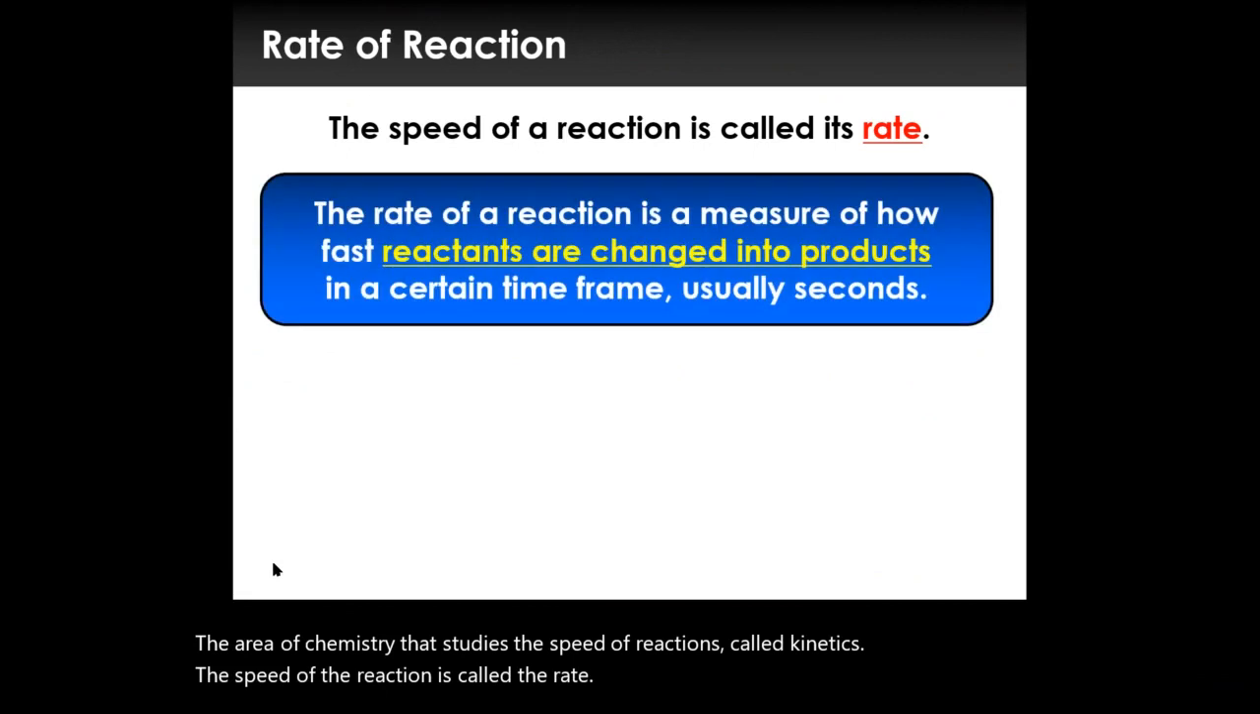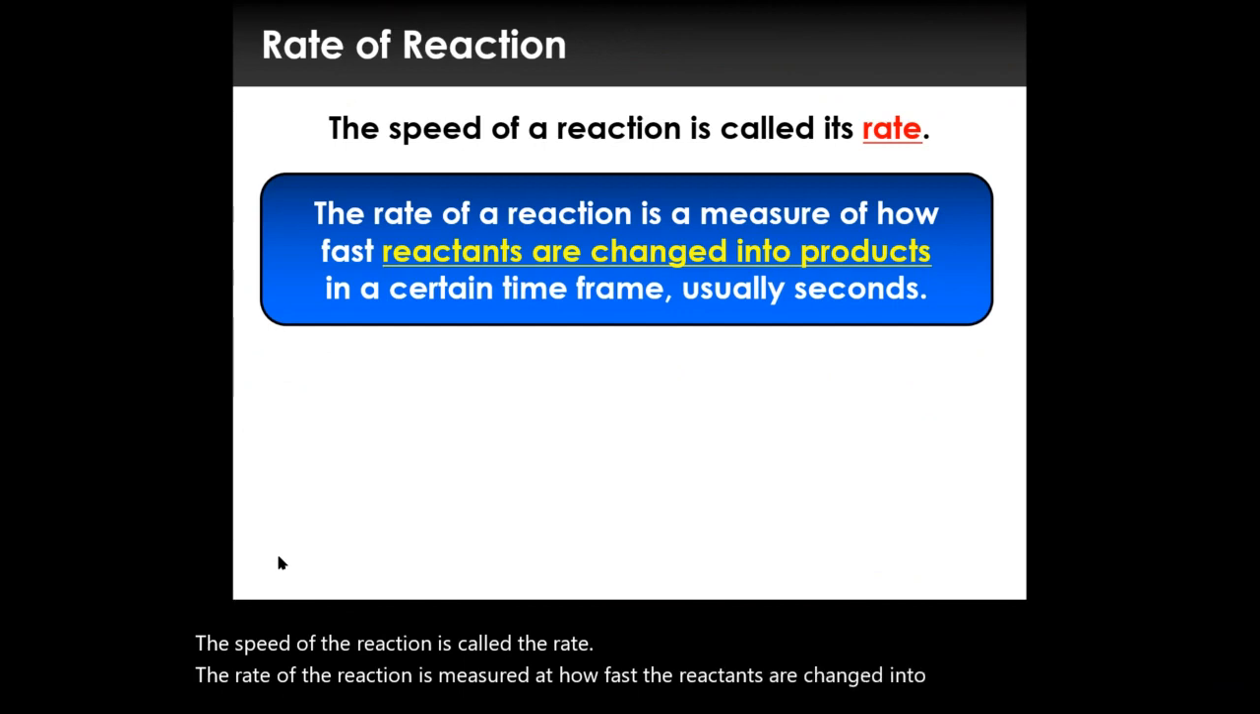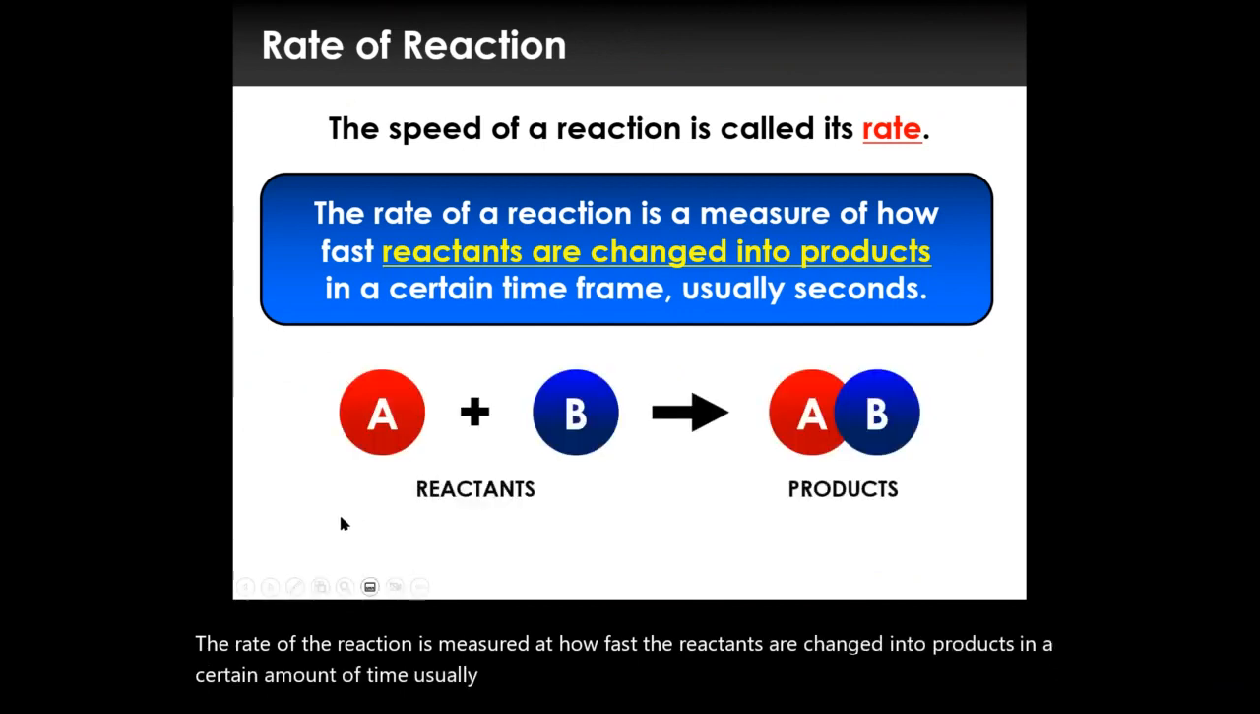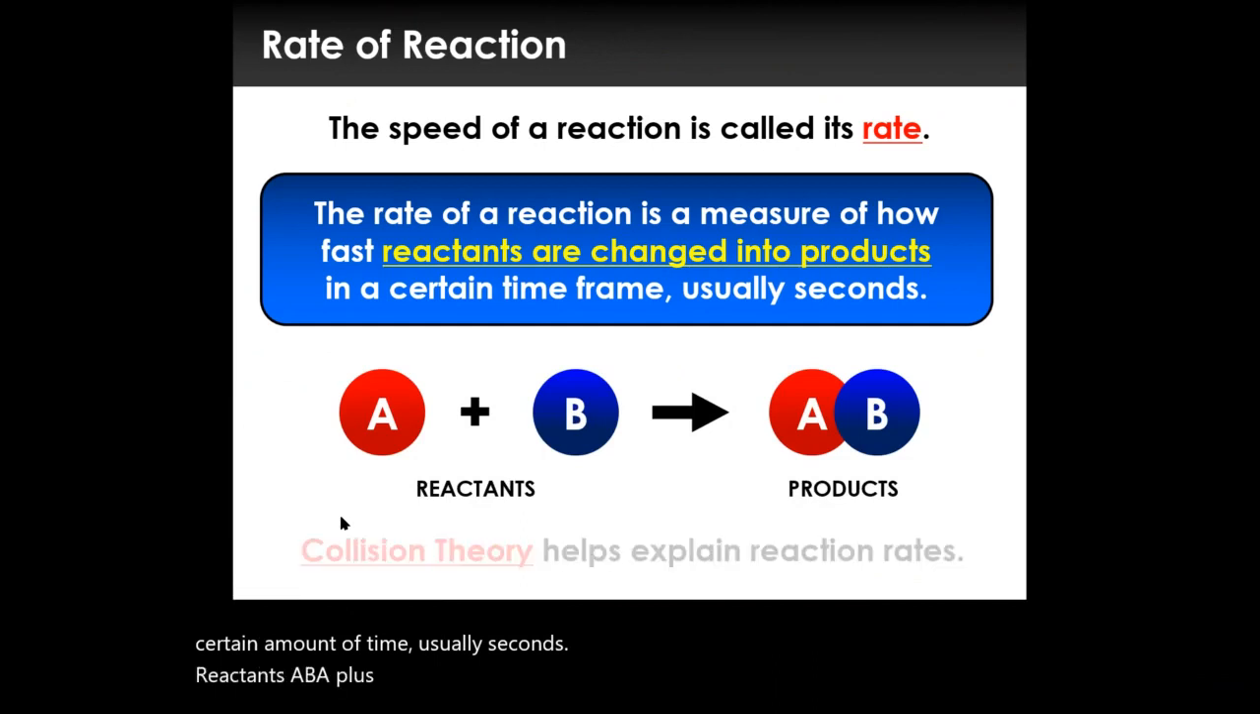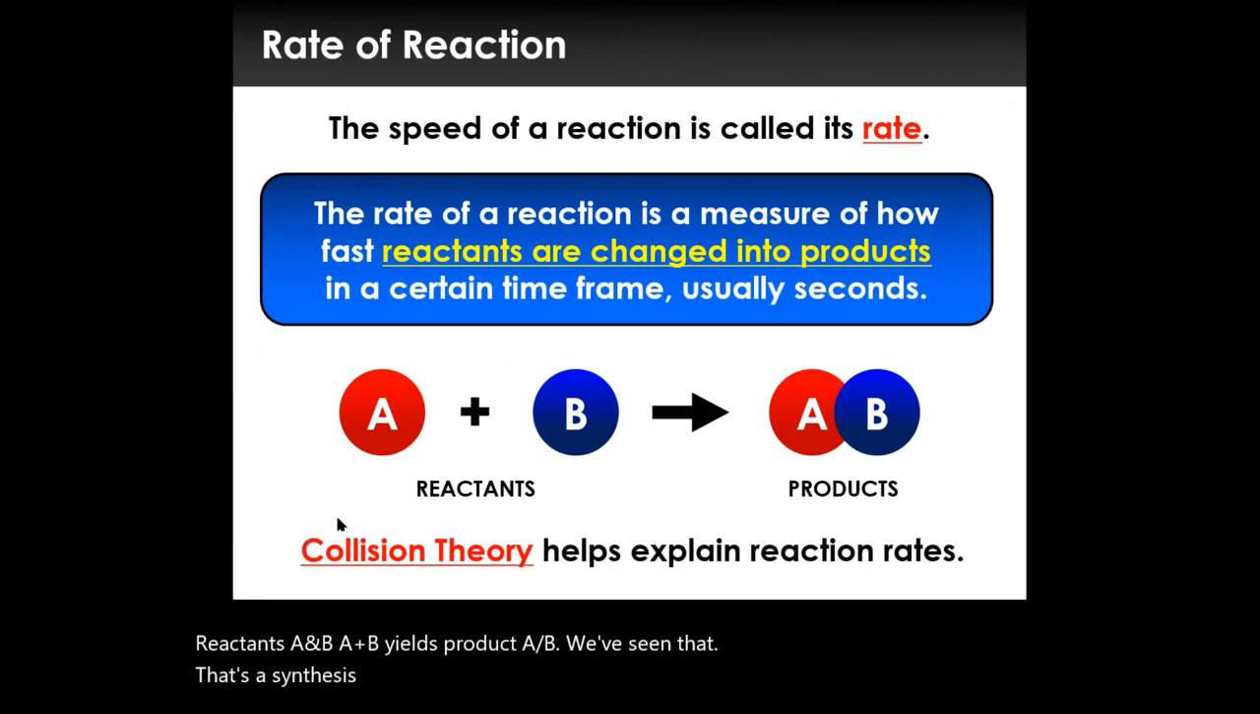The rate of the reaction is measured as how fast reactants are changed into products in a certain amount of time, usually seconds. Reactants A and B, A plus B yields product AB. We've seen that. That's a synthesis reaction. But collision theory helps us explain the reaction rates.